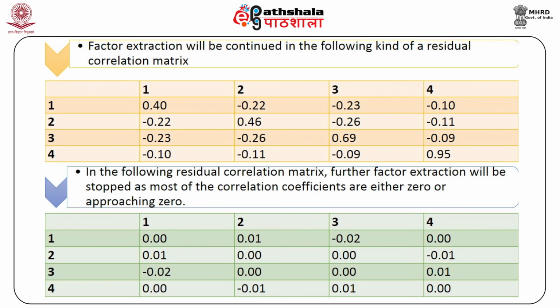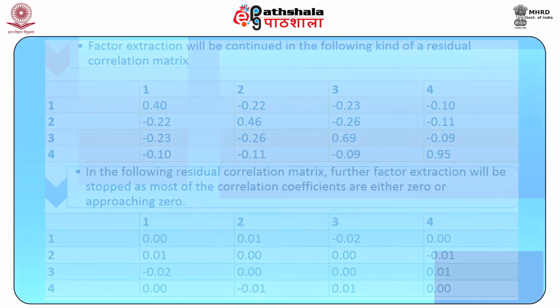We have the matrix given, and in the following residual correlation matrix, further factor extraction will be stopped as most of the correlation coefficients are either 0 or approaching 0. Let us have a look at the matrix again, and we find that it is really true. Many values are negative or approaching 0, right? In the following residual correlation matrix, further factor extraction should be stopped.